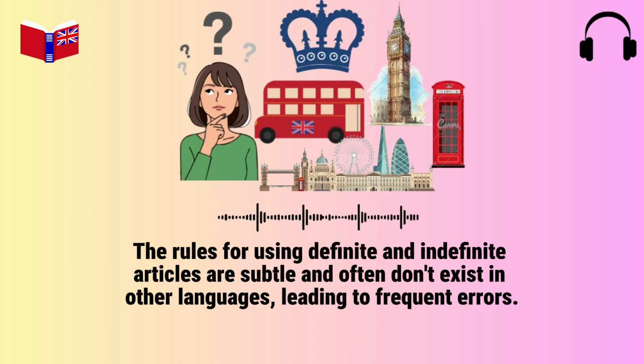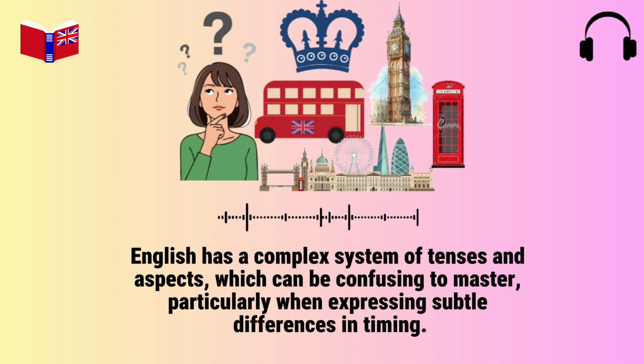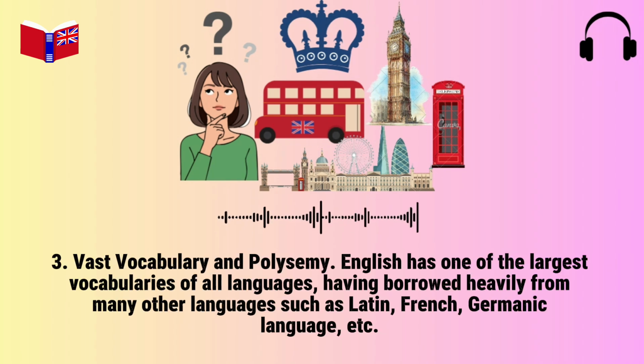The rules for using definite and indefinite articles are subtle and often don't exist in other languages, leading to frequent errors. English has a complex system of tenses and aspects, which can be confusing to master, particularly when expressing subtle differences in timing. 3. Vast vocabulary and polysemy.